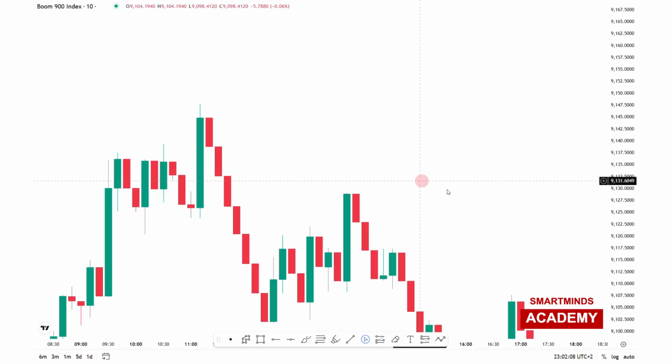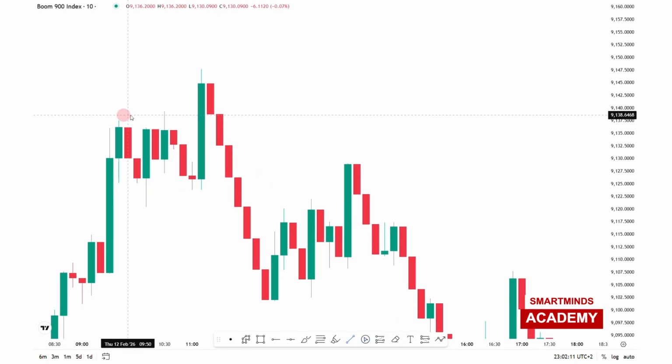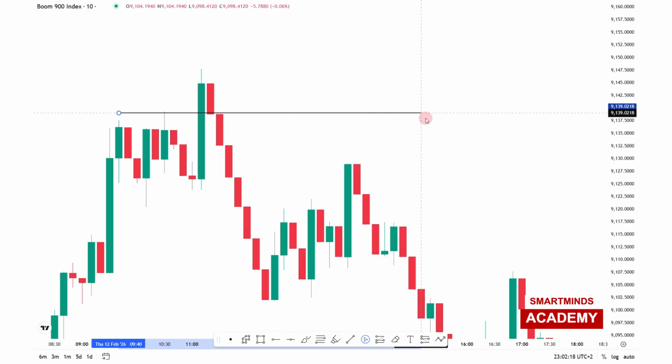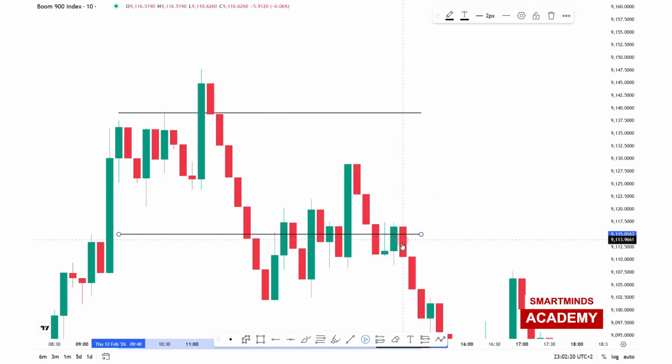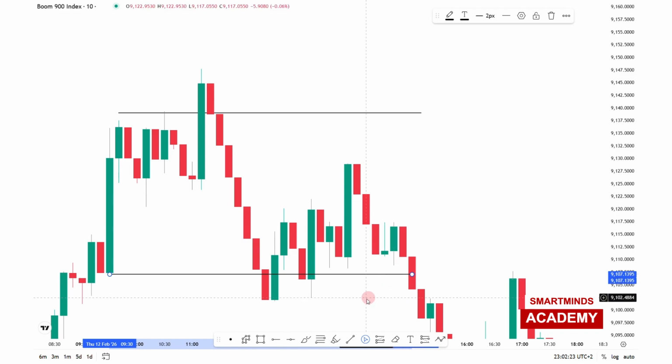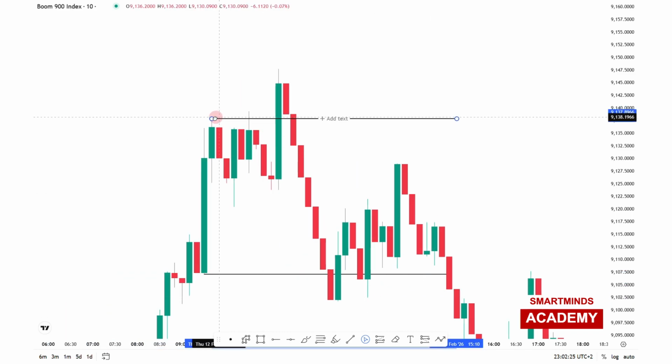We have our CRT here. This is a range high, this is a range high, range low, range high, range low, manipulation, distribution. Now, more distribution here with the fair value gap. A series of three: one, two, three candlesticks.